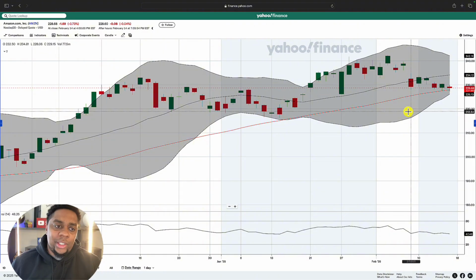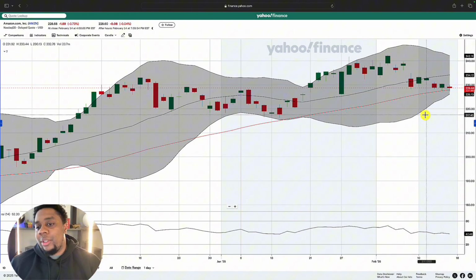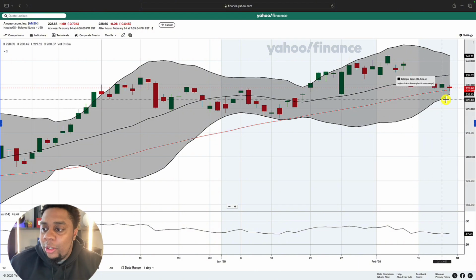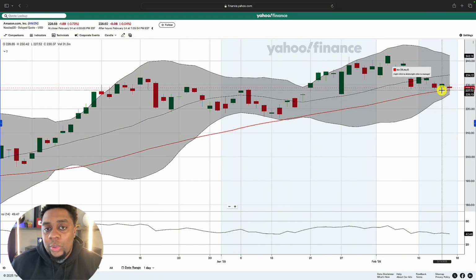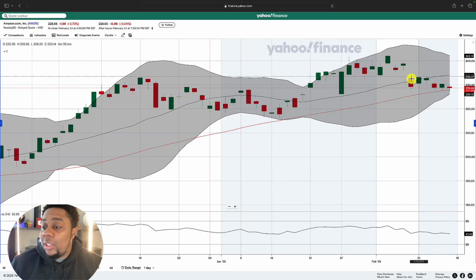So for me, a stock like Amazon, and most of us know what Amazon does, we probably order a lot of products from Amazon, so I don't feel like I have to really go into what they do and who they are. But I like the setup here. I bought the 225 call, so saying that the stock is going to go to $225 by the end of the year. And I feel like that should be a slam dunk.